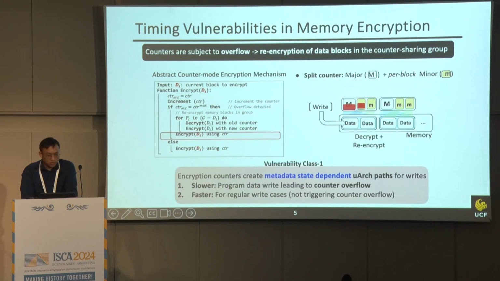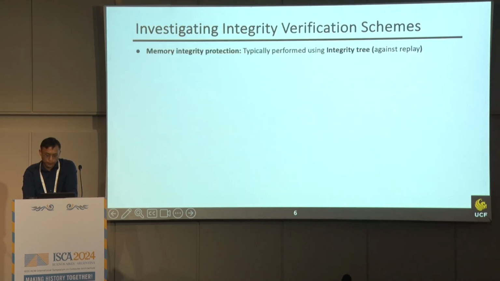Essentially, what we observe as the first vulnerability class is that encryption counters actually create metadata state-dependent microarchitecture paths for writes. If you are familiar with how data accesses can be side channels, this gadget looks very similar to the classical scheme, except we are using metadata instead of data. So essentially, we have a slower path when the program data writes lead to counter overflow, or a faster path for regular write cases, which does not trigger overflow.